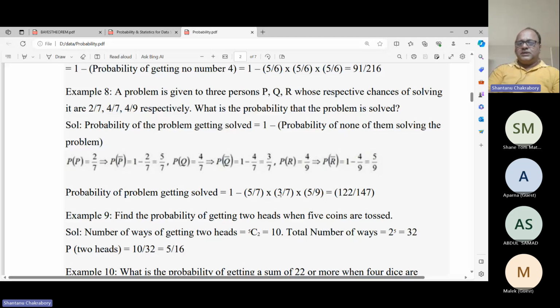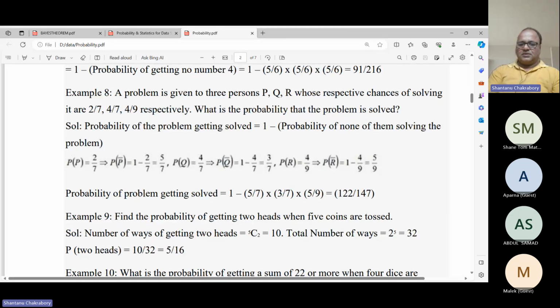Have you understood the probability? Abdul, Aparna. Yes, sir. Yes.